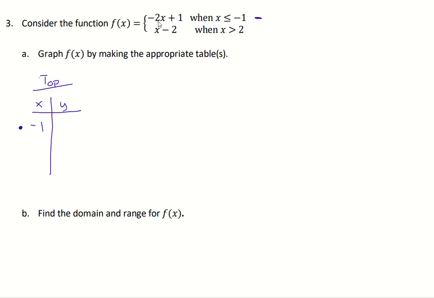If I plug in -1 for this, what's -2 times -1? 2 plus 1. So there's a point. Give me any other value that I can use for this top table. -2. That's a reasonable choice. If I plug in a -2, I get -2 times -2, which gives me +4 plus 1. 5. Boom. Is that enough for the top table? Yeah, it's just a line. I can deal with that.